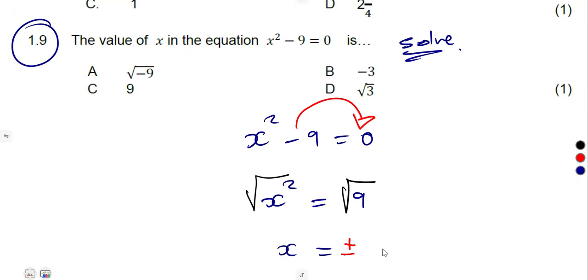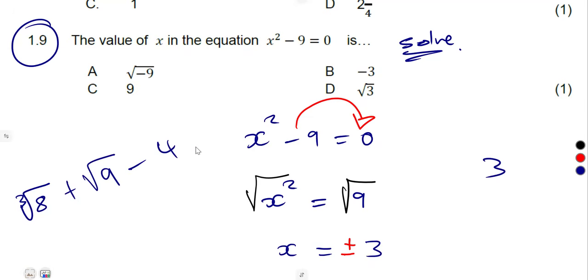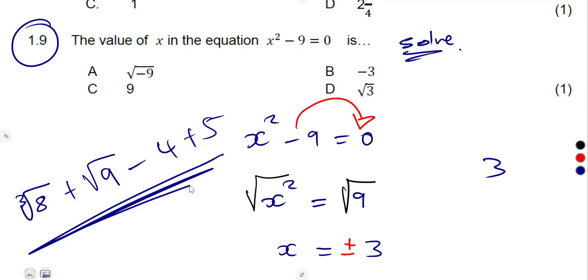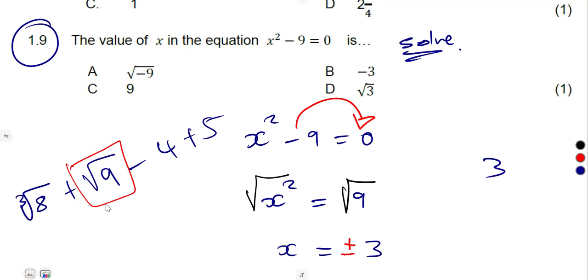Plus or minus. Meaning to say the square root of 9 is not just 3, but plus or minus 3. Take note, in most cases you just say the square root of 9 is 3. When you are given a simplification, say they want you to simplify the cube root of 8 plus the square root of 9 minus 4 plus 5, you just take the square root as a positive value. You do not say, okay, here I'm going to have plus or minus 3, two values. On those simplifications, yes.